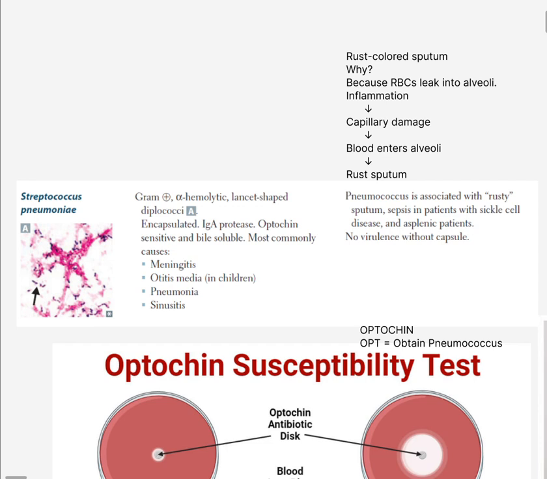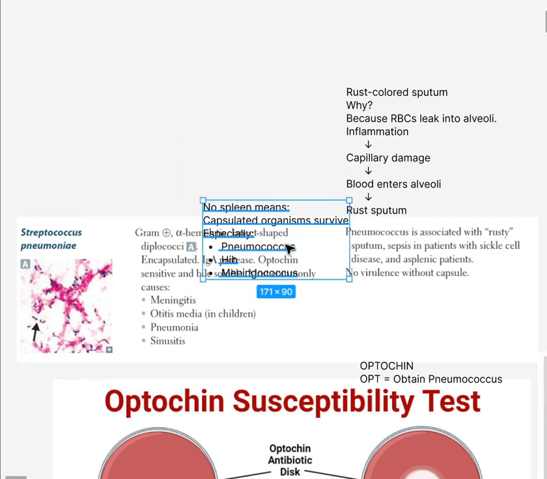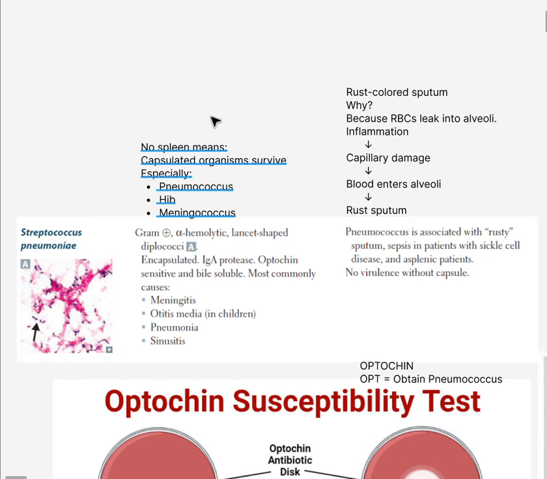Now, why do sickle cell patients get pneumococcal sepsis? Because they become functionally asplenic. Since sickle cell patients functionally become asplenic, the repeated splenic infarctions destroy the spleen. No spleen means encapsulated organisms can survive. And the encapsulated organisms are especially HIB, meningococcus, and pneumococcus. These are the three encapsulated organisms that particularly survive in asplenic patients. Okay, because the capsule is the main part that gives it the virulence.